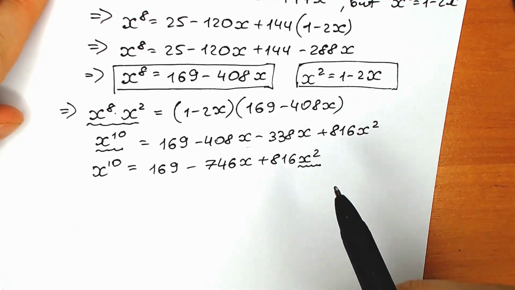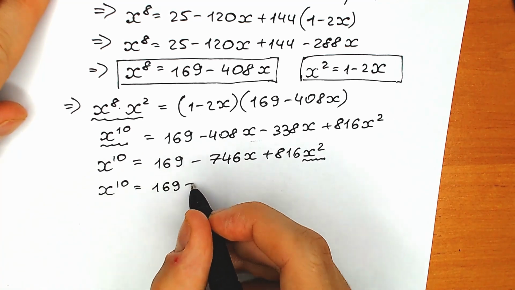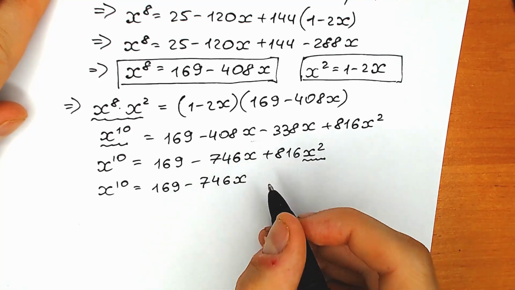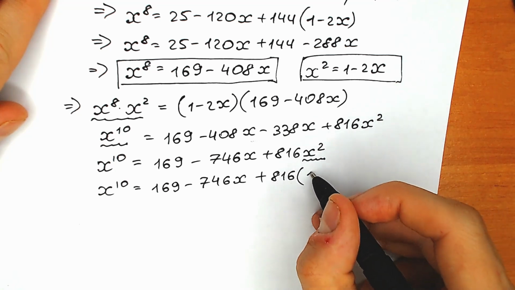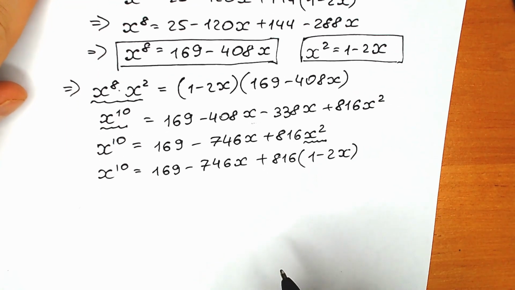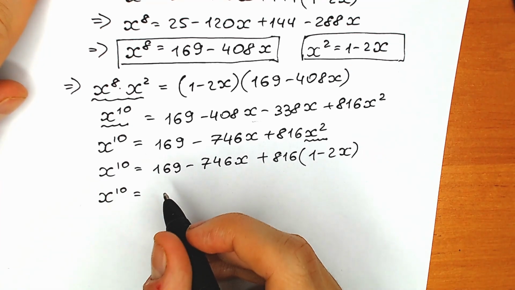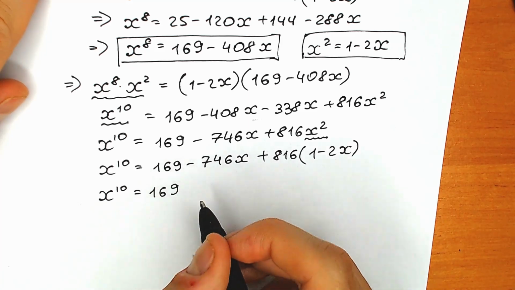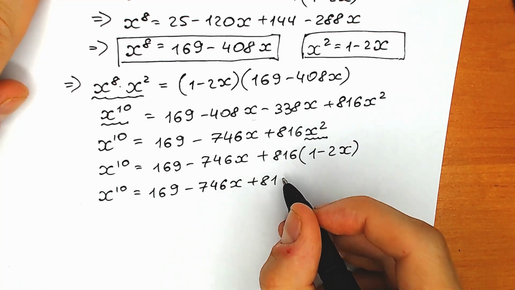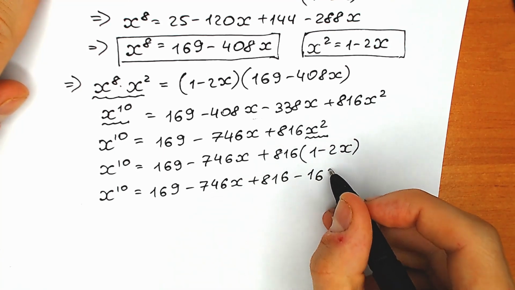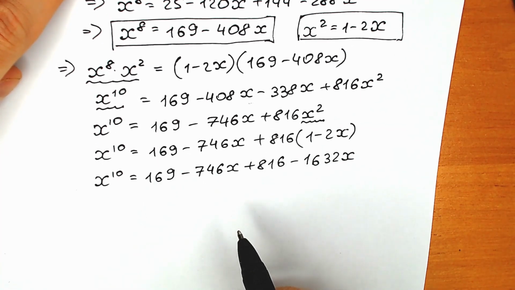So as a result right here, instead of x squared we're gonna plug in 1 minus 2x, okay, and as a result we have x to the 10th power equal to 169 minus 746x and plus 816 times 1 minus 2x. And our final tricky move, let's multiply this coefficient by these parentheses. So as a result we have x to the 10th power equal to 169 minus 746x plus 816 and minus 1632 times x. Let's subtract our x's and let's add our constants right here.